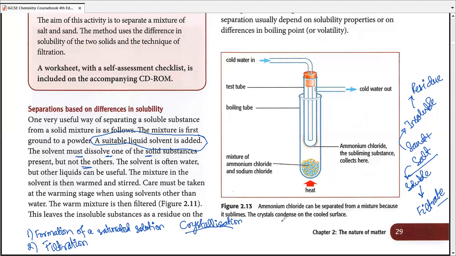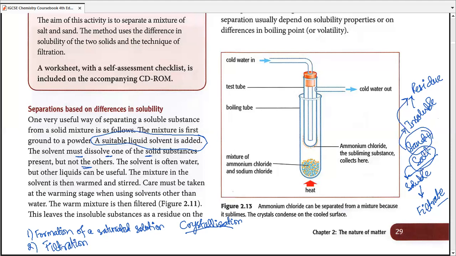Sir, the insoluble solution will become the residue and the soluble substance will become the filtrate, right? The insoluble substance will become the residue. The soluble solution will become the filtrate. The difference between what you said and what I said is we only get one substance as a residue, but we get an entire salt solution, which means salt along with water, as filtrate.